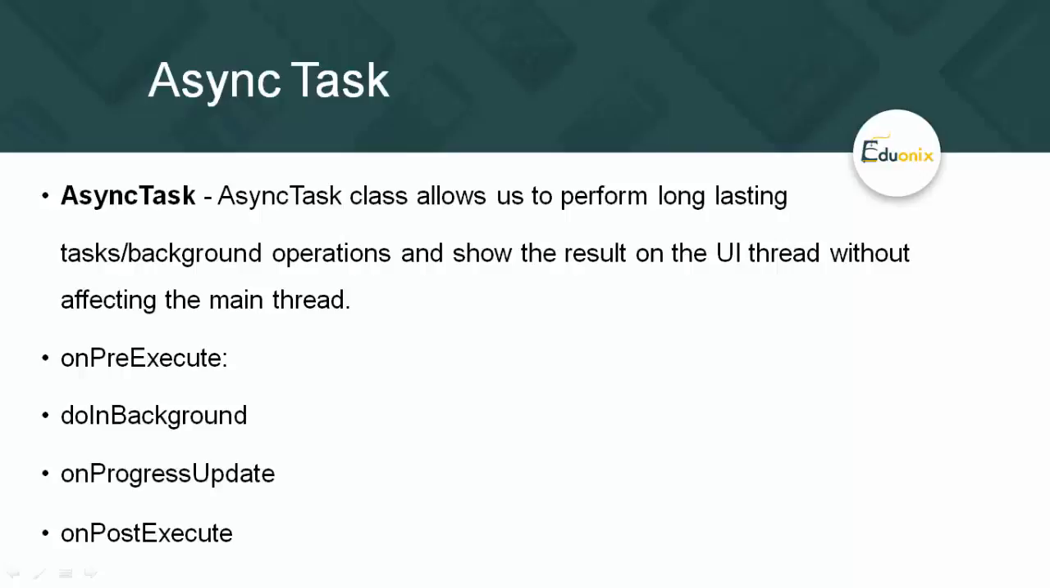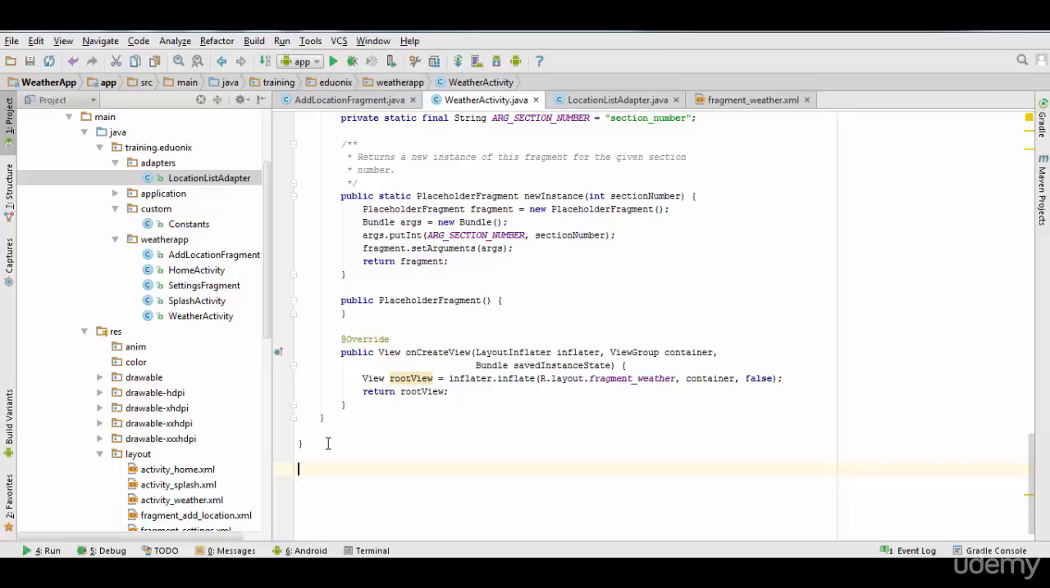OnPostExecute. This method is invoked after background computation completes processing in the doInBackground method. The result of the doInBackground method is passed to this method. We will get the final result in the onPostExecute method. On the next slide, we will learn about weather details.